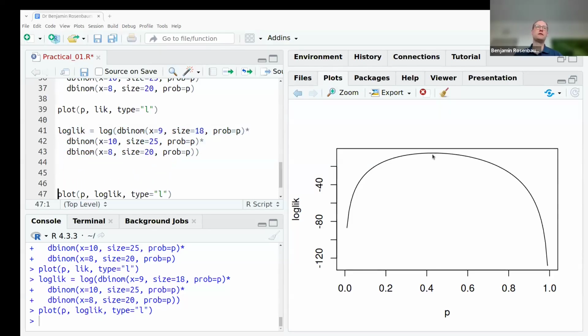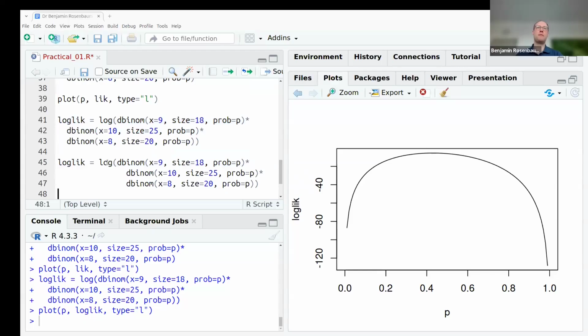We can write this in a different form by using properties of the log. The problem here is that we multiply all of these very, very small values. However, if we use classical mathematical notation, the log of the product is the same as the sum of the single log values, so we can turn this into a sum.